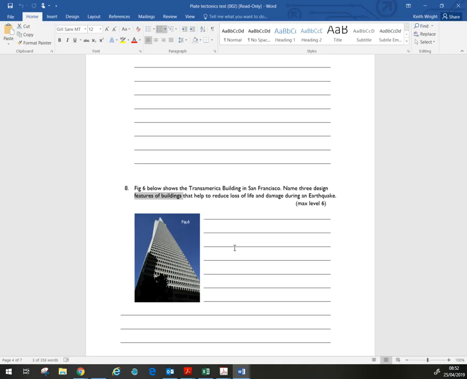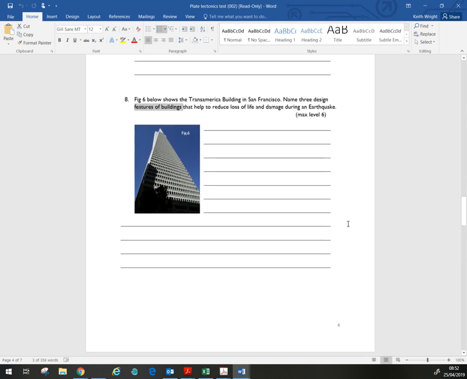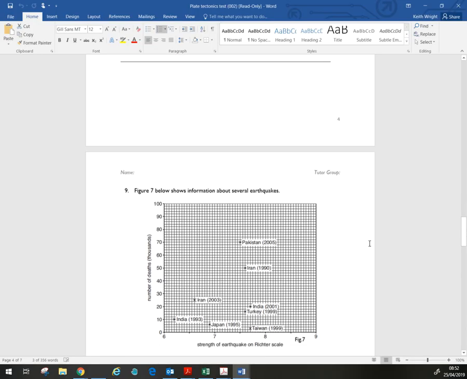So many different features. They are just some. There are others which you could have mentioned as well. But any 3 for the marks, described accurately, for the level 6.